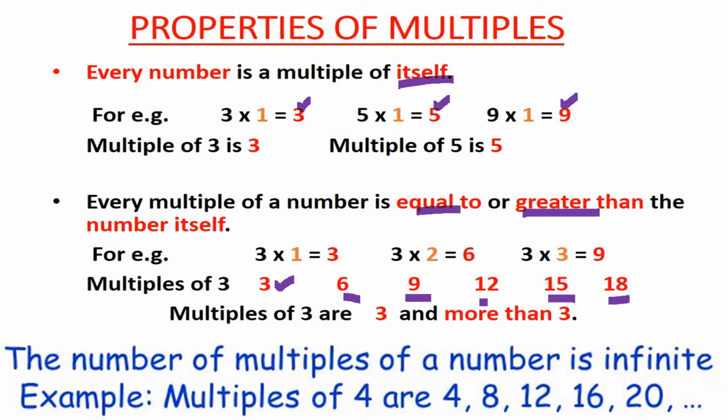The number of multiples of a number is infinite. So for any number, there is no end to the multiples. It is infinite. Check one more example here. Multiples of 4: 4, 8, 12, 16, 20, etc. If you want to write more multiples, you can write them, according to the question. So the multiples of a number are infinite. Okay, I hope you all understand.